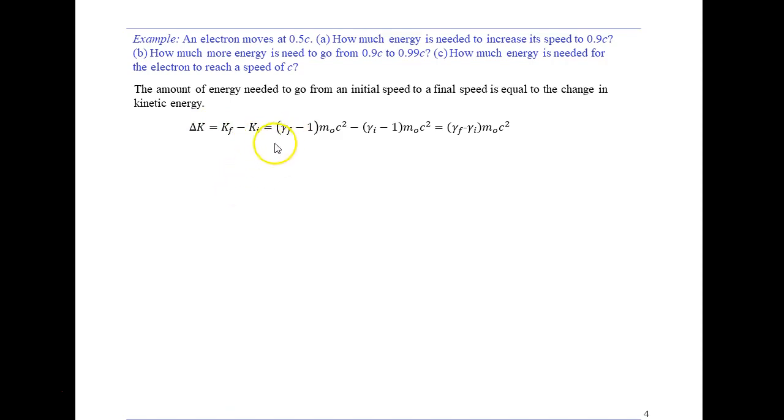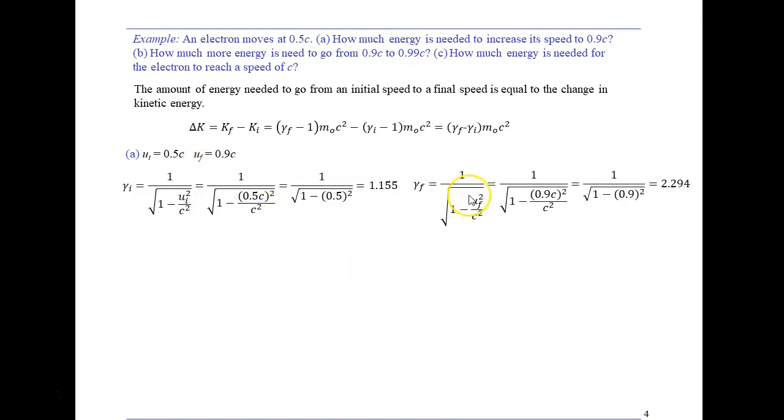So the initial speed, there's an initial kinetic energy. The final speed, there's a final. But if we actually put in the formulas first without putting in the values, we get a nice simpler expression. It turns out that delta K is just the difference of the two gammas times the rest energy. So for instance, let's do A. Our initial speed is half the speed of light. Our final speed is 0.9.